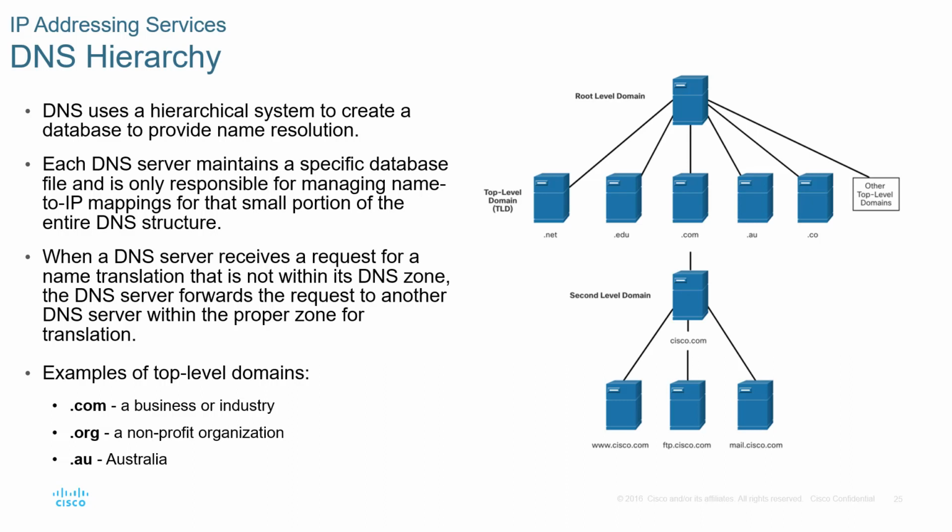The root level then breaks down into other top level domains: .gov, .com, .biz, .info, .org. All of those are known as top level domains. Each one is then broken down into second level domains.